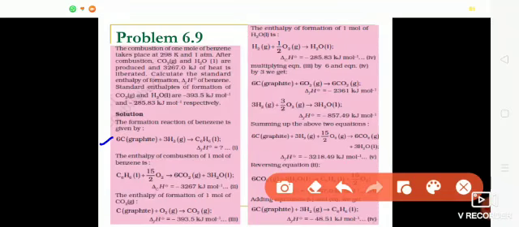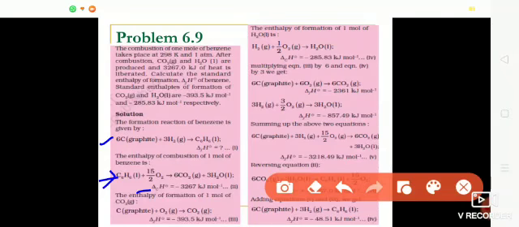Now the data that is given to us involves the enthalpy of combustion for 1 mole of benzene, and the reaction for it can be written as C6H6 in the liquid form reacts with 15/2 dioxygen to give 6 moles of carbon dioxide gas and 3 moles of water in the liquid state. And this combustion enthalpy is minus 3267 kilojoules per mole.